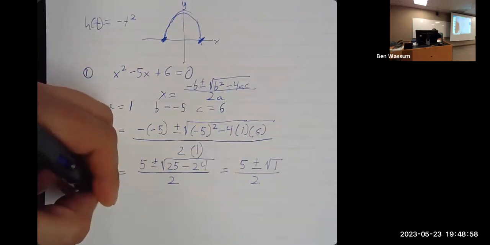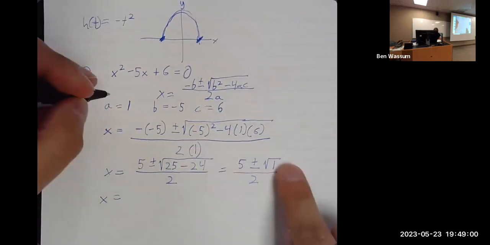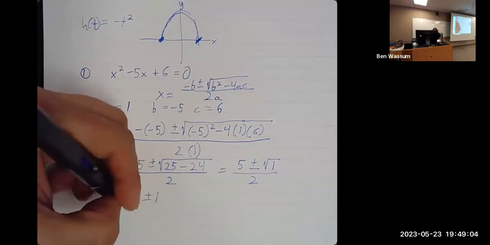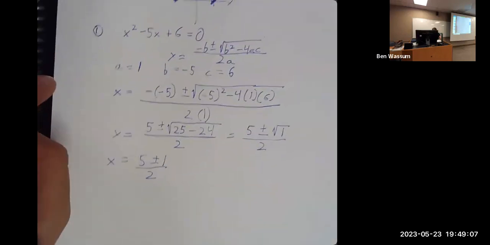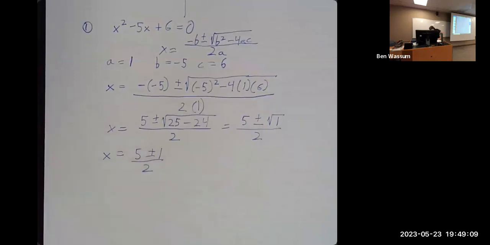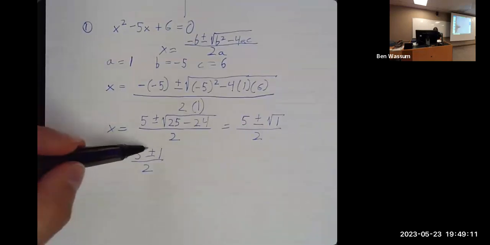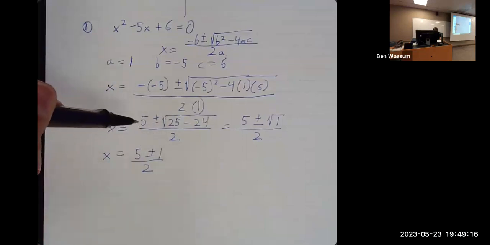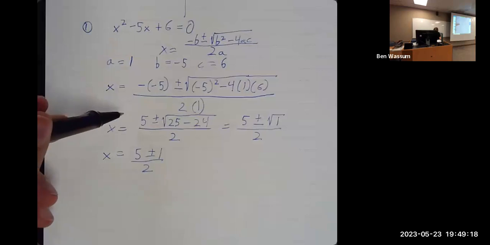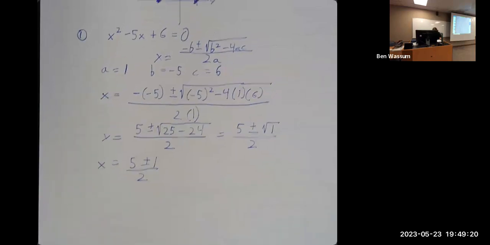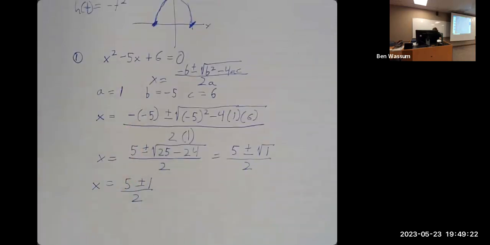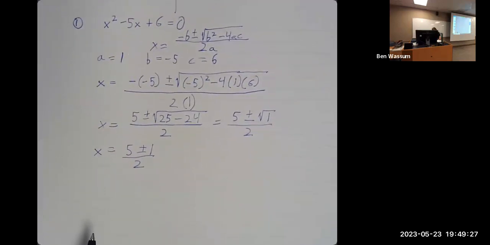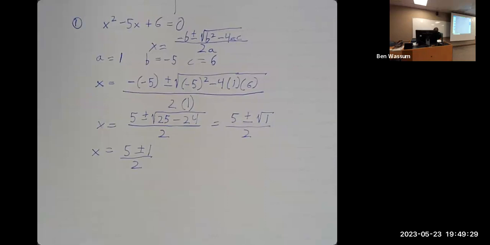So something interesting happens sometimes. Square root of 1 is just 1, right? So we get 5 plus or minus 1 over 2. Sometimes this works out very nicely and spits out a number. That doesn't happen all the time. It only happens if the problem we had originally was factorable, which means there was an easier way to do this. We just don't have time to learn it.